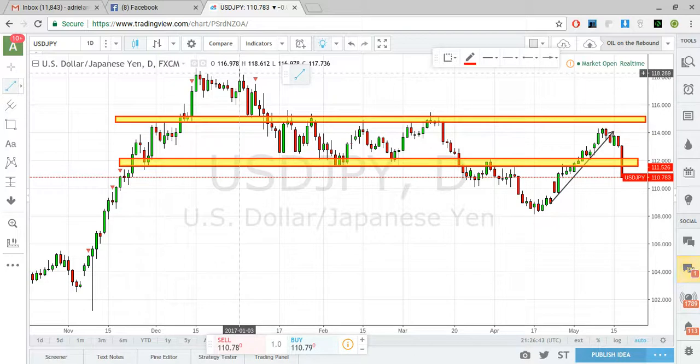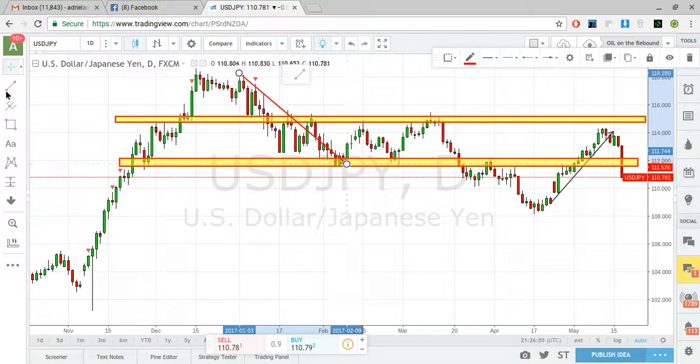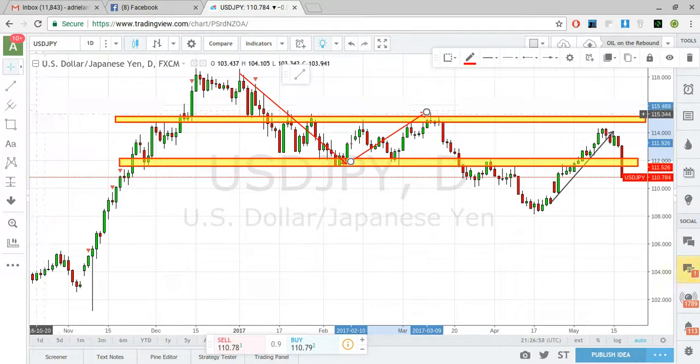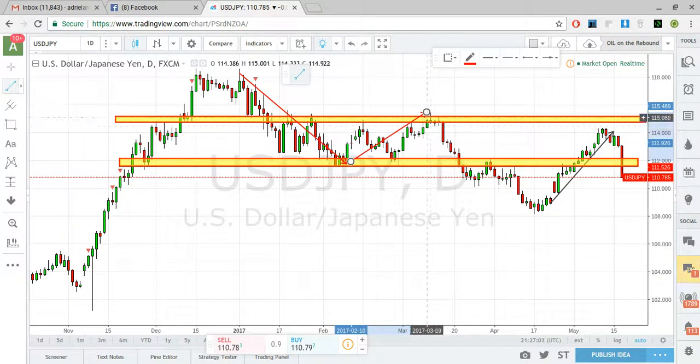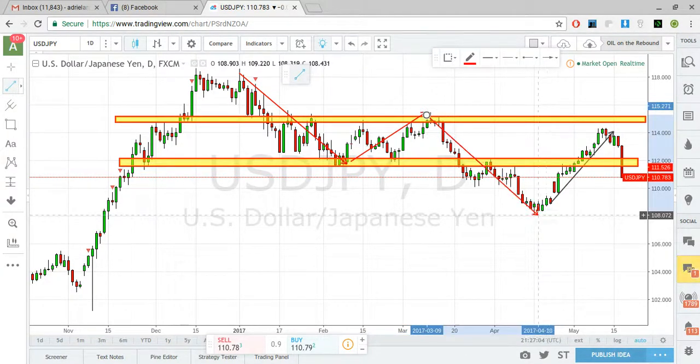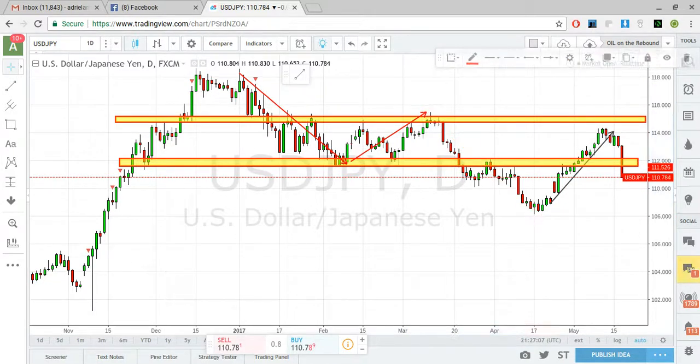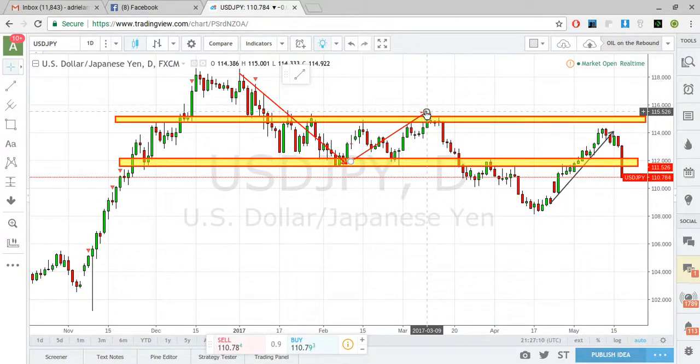Reason being is because we had this impulse move here, and then the price retracted. We actually put in a lower high, and then we put in a lower low because the price broke that former low. So we've been looking for opportunities to sell.